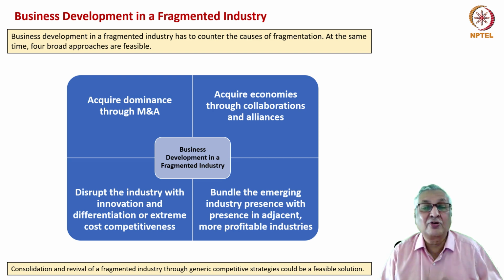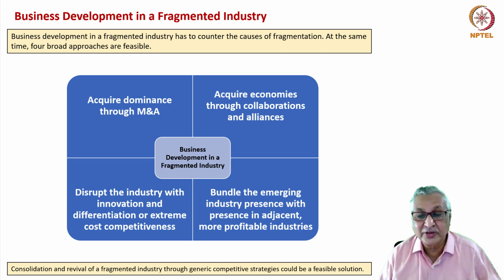But broadly, four options are available: acquire dominance through mergers and acquisitions, acquire economies through collaborations and alliances, disrupt the industry with innovation and differentiation or extreme cost competitiveness, bundle your presence in the emerging industry with presence in adjacent, more profitable industries. Amongst all of the four, acquiring economies through collaborations and alliances is a useful first step.